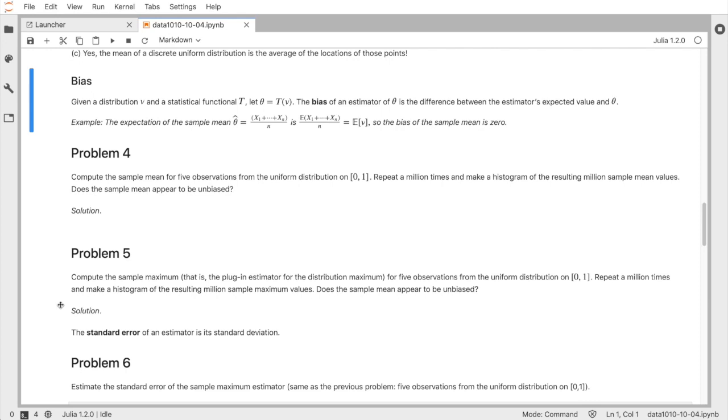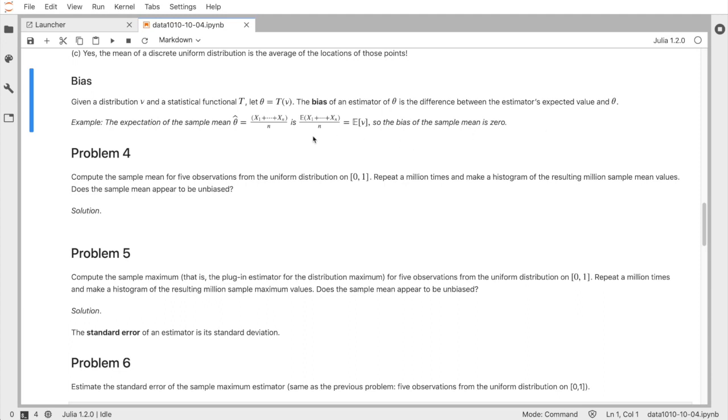So now we'll start talking about what it means for an estimator to be good in various ways. One simple way to talk about whether an estimator is doing its job is to consider the bias of the estimator. The bias of an estimator is the difference between the estimator's expected value and the value of the statistical functional that it's trying to estimate.